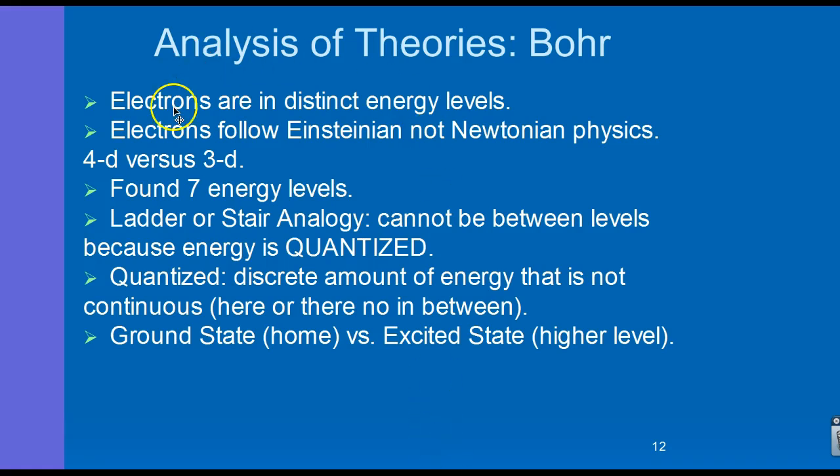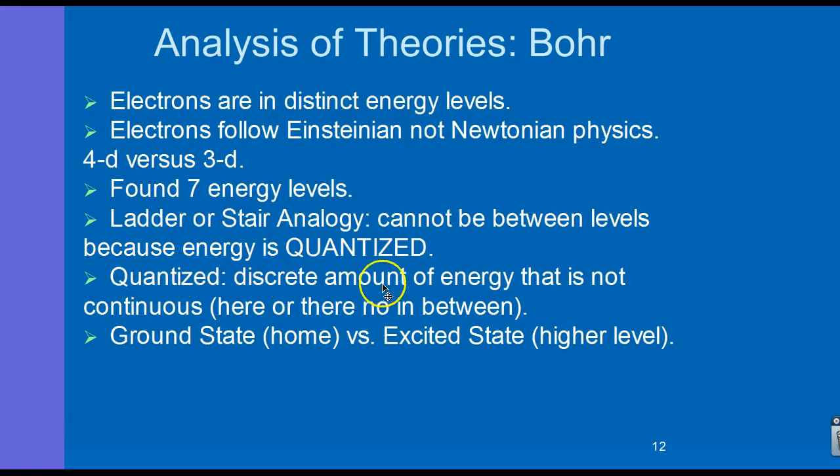So Bohr said electrons are in distinct energy levels. He said electrons follow Einsteinian, not Newtonian physics. It's kind of the fourth dimension versus the third dimension. He found 7 energy levels, and there's kind of a ladder or stair analogy. You cannot be between the levels of the ladder or the stairs because the energy is quantized, but you could be on an exact rung of a ladder or a stair on a staircase.